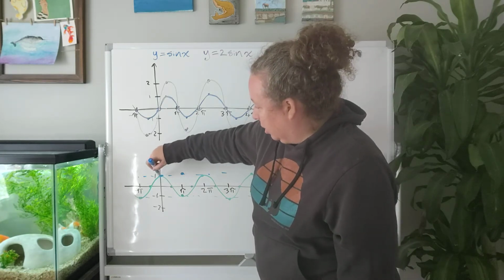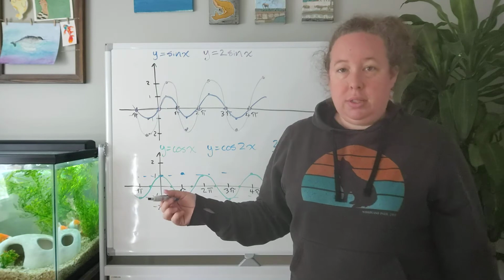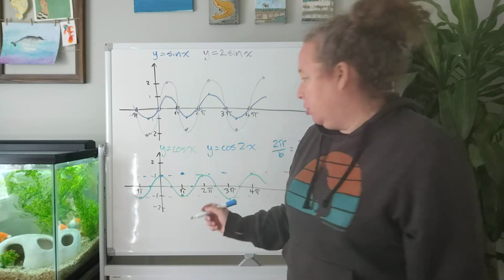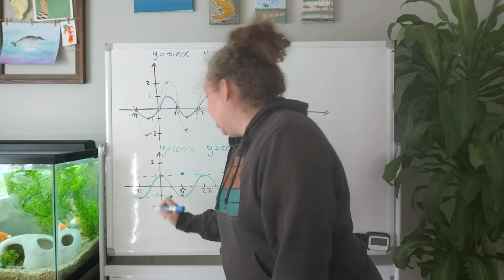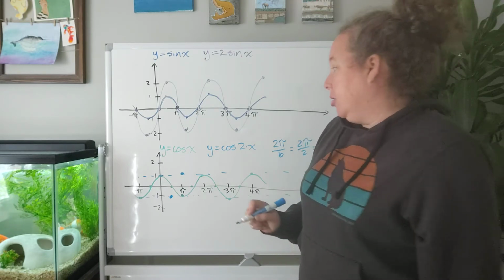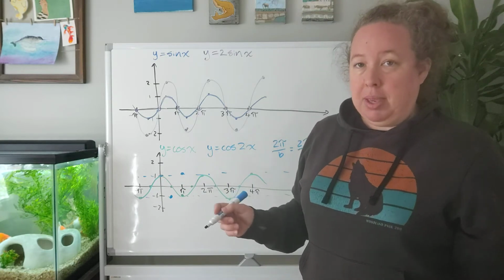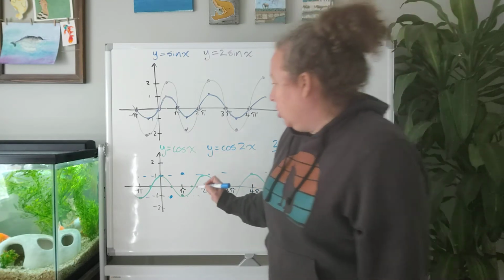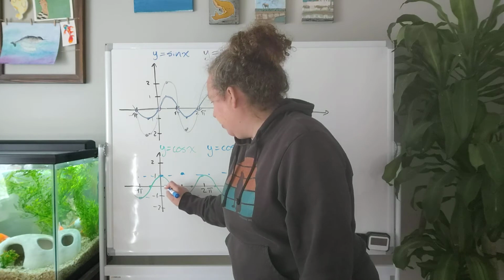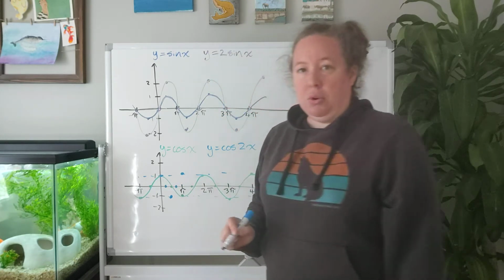If my two peaks are at 0 pi and 1 pi, my trough is going to have to be halfway between them. So that's going to have to be at half a pi. And my nodes are going to be halfway between my peaks and my troughs. So this graph is going to have to cross the x-axis here at a 1/4 pi and a 3/4 pi.